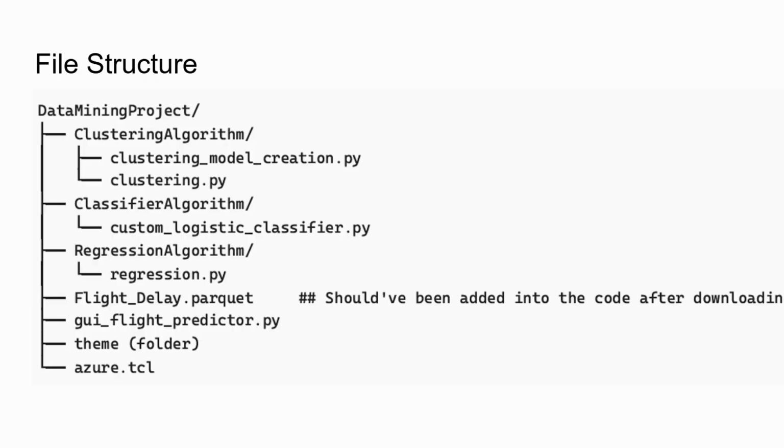And then finally, this is our file structure. Everything is in the data mining project. We had the clustering algorithm folder, which had the two Python files for training a clustering, and then same with classification and regression. The flight delay data set would be outside of these folders, and then finally we would have the GUI along with the theme folder and the Azure.tcl, which we used to make the theme.